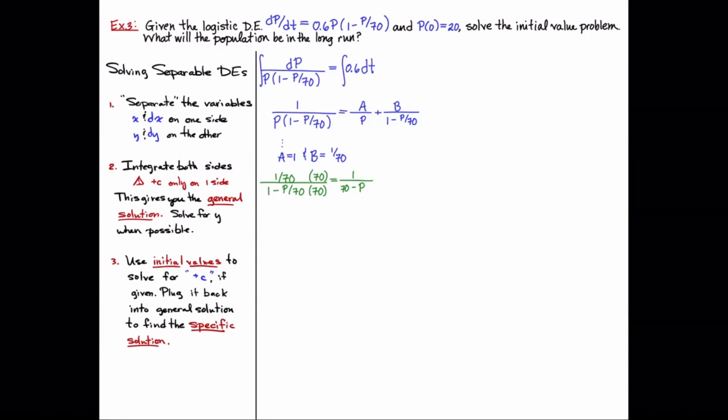So subbing in our values for a and for b, we have the integral of 1 over p times dp plus the integral of 1 over, well, actually we have 70 over. Oh, no, 1 over 1 over 70 minus p dp. And that is equal to, on the right-hand side, the integral of 0.6t dt. I am jumping ahead.